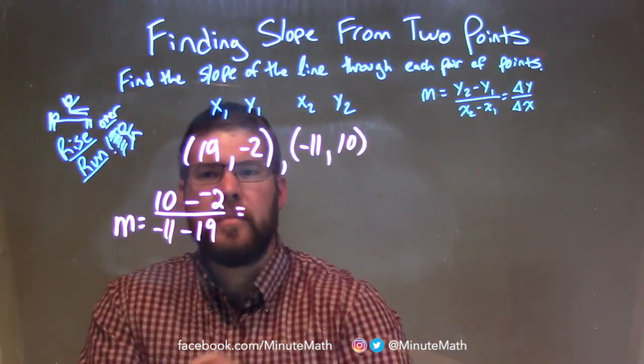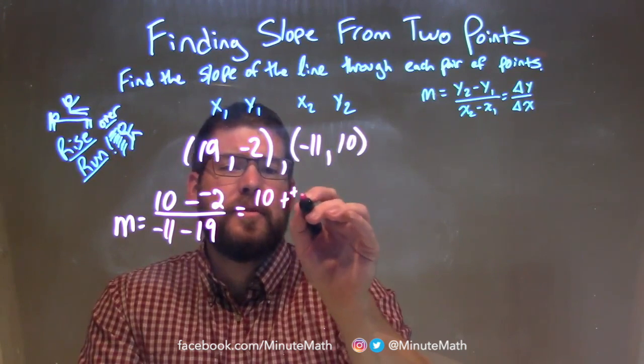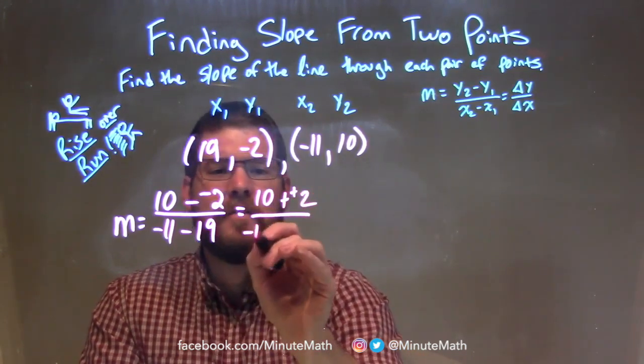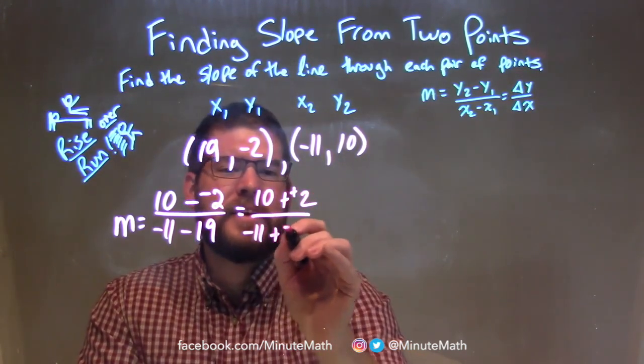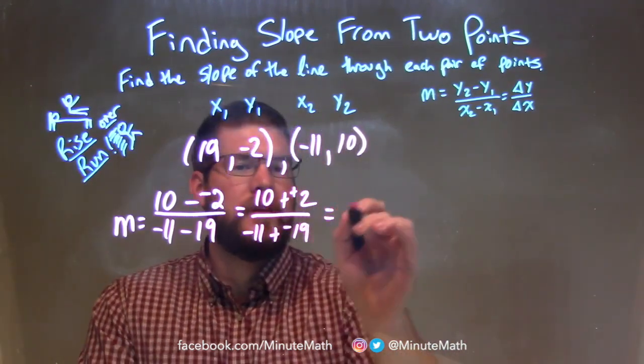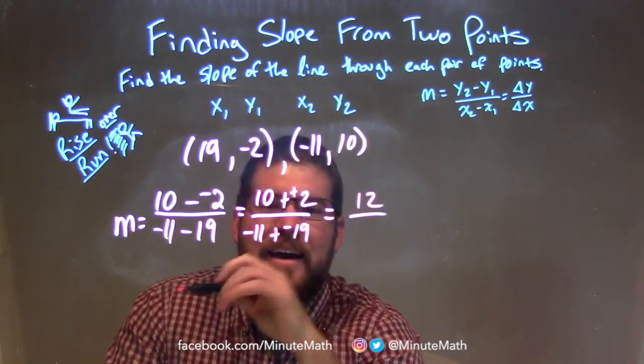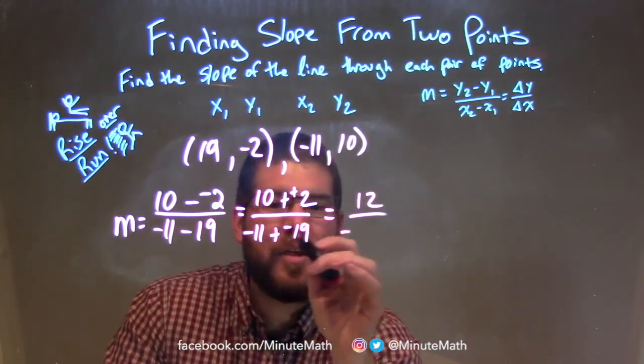Well, 10 minus a negative 2, we can see is 10 plus a positive 2, if you want, and negative 11 minus 19 is plus a negative 19. Sometimes that's easier to see. Well, 10 plus 2 is easy, that's 12. Okay? And negative 11 plus a negative 19 is a negative 30.